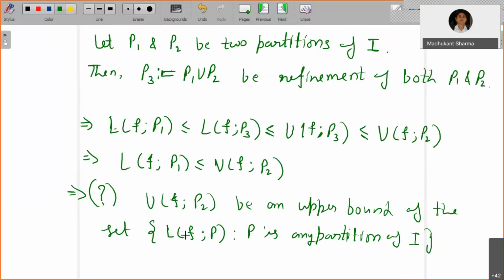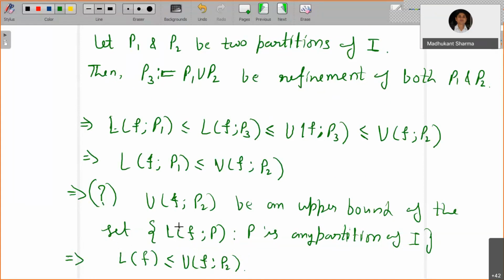It tells you that this is going to be an upper bound. So L of f is the supremum of this set, so L of f must be less than or equal to U of f, P. Now this is a number. And now you can vary this P2. So this tells you that L of f becomes a lower bound of the set of U of f, P, where P is any partition of I.